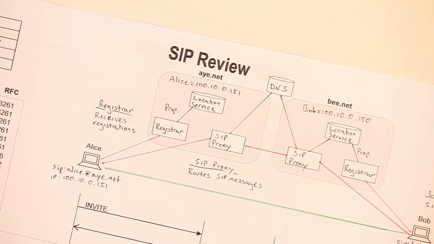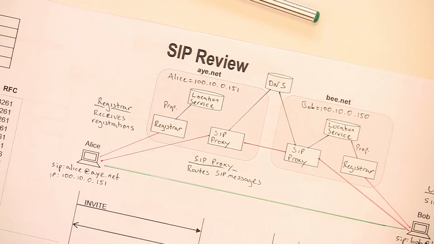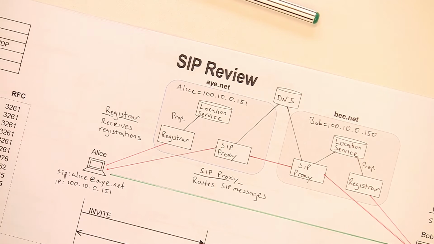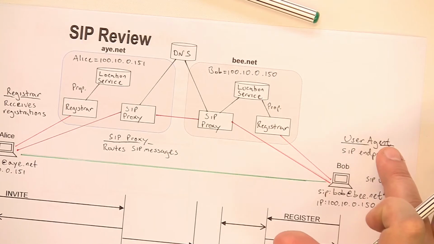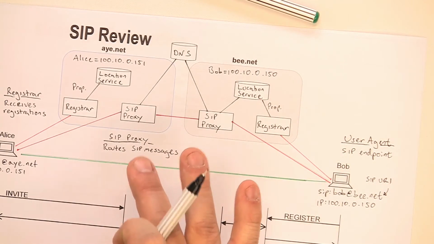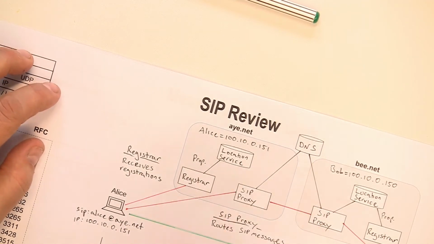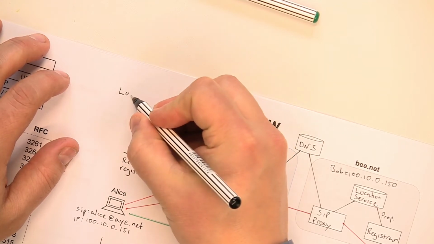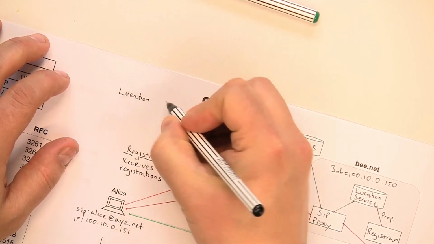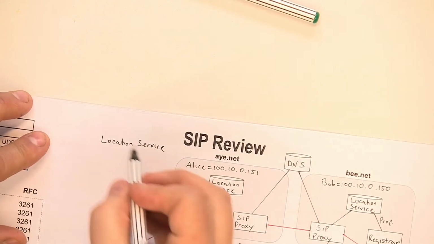We might want to just add a little bit of information about the location service, I suppose, because we wrote things about the user agent down here, and we have the SIP proxy, and we have the registrar. We also have the location service. So let's put some information in here about the location service.